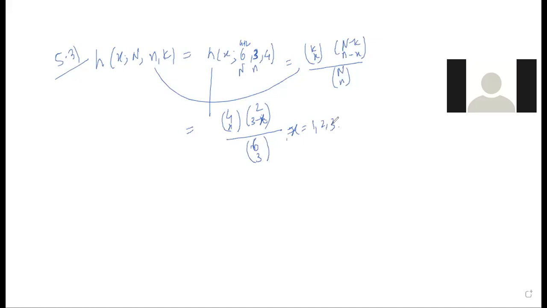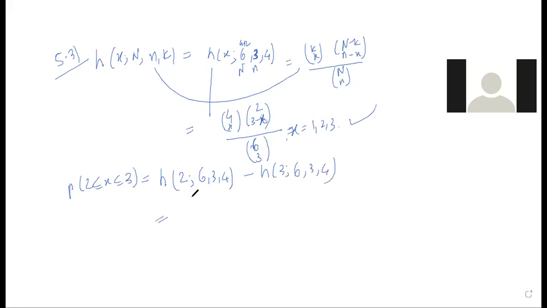Now it says find the probability of 2 is less than or equal to X is less than or equal to 3. Equality is there. That means I can write h of x equal to 2, and then x equal to 3. If you take x equal to 2, then h(2; 6, 3, 4) plus h(3; 6, 3, 4).